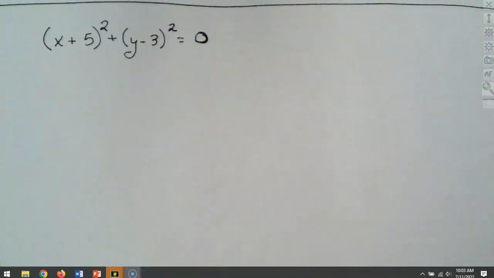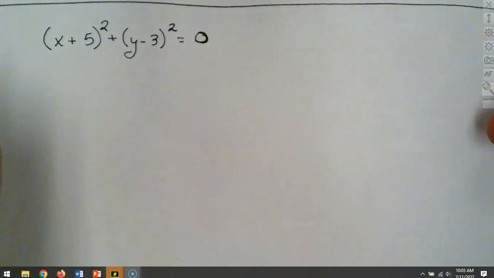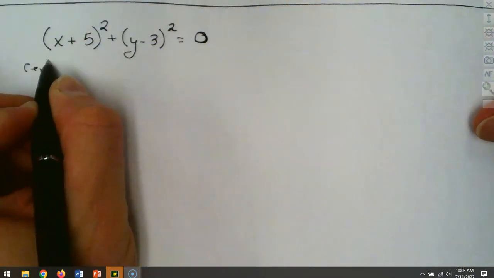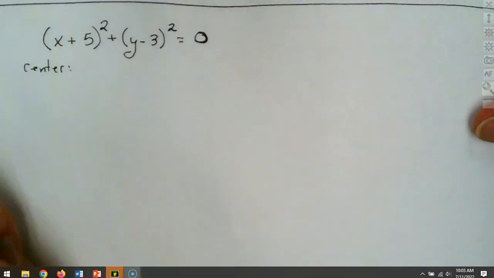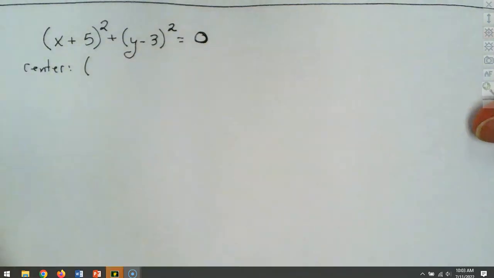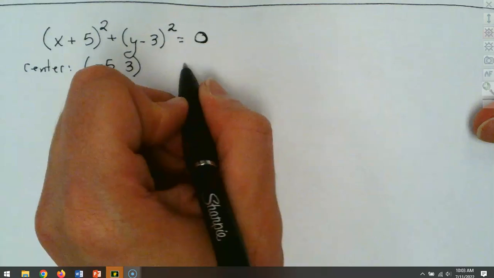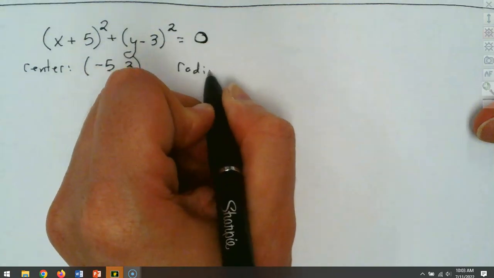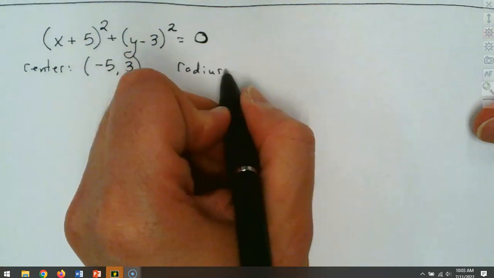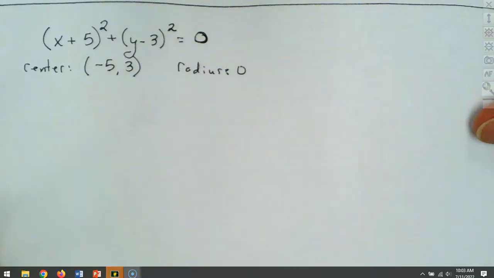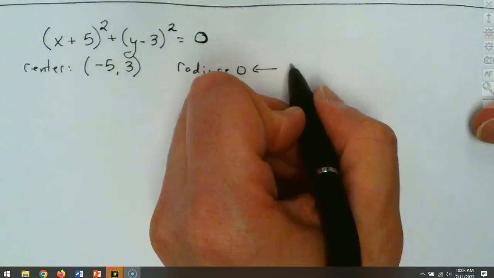If I tried to get the circle, we would say that our center would be, when we switch our signs, always switch the signs for the center, -5, +3. But the radius is 0. And if the radius is 0, this is a point.